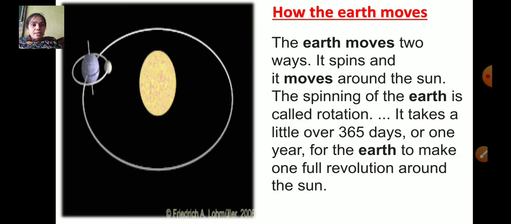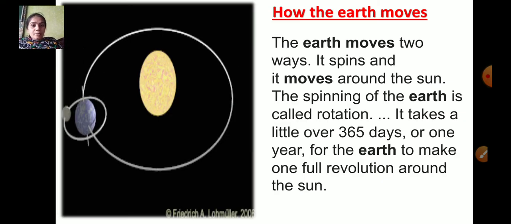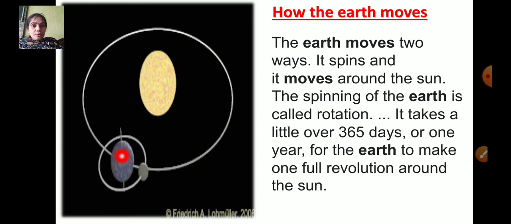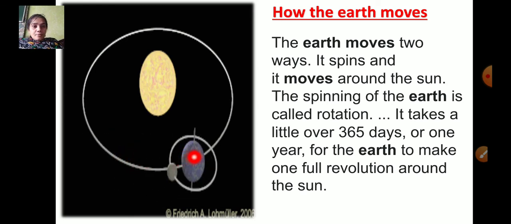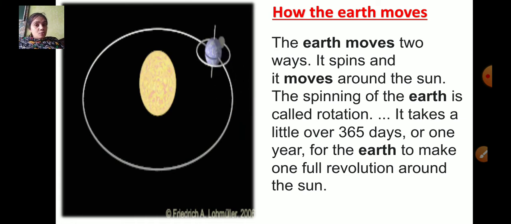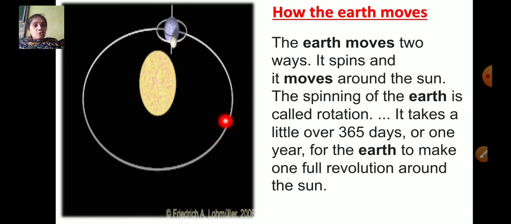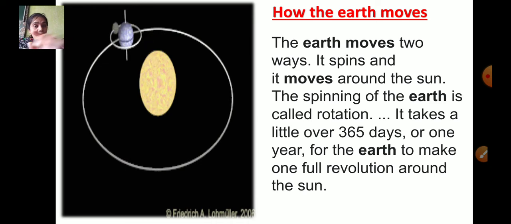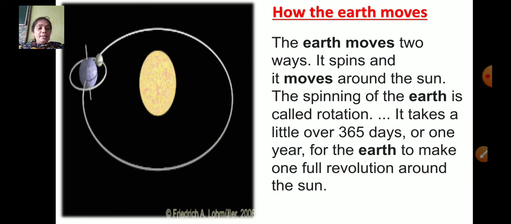So here you can see, the earth is also rotating. To complete one rotation, it takes 24 hours. And to complete one revolution, it takes 365 days.